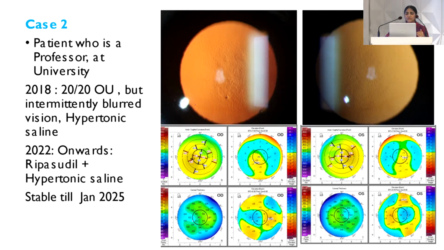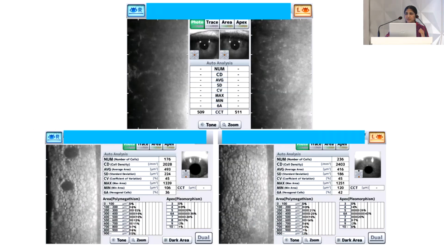From 2022 onwards, we started Ripasudil along with hypertonic saline on an as-needed basis, and he has been stable till January 2025. He has been asymptomatic and managing his routine well. Again, the top picture shows a specular microscopy from the center part of the cornea, where we cannot procure the images, but the peripheral cornea shows a good amount of endothelial cells.